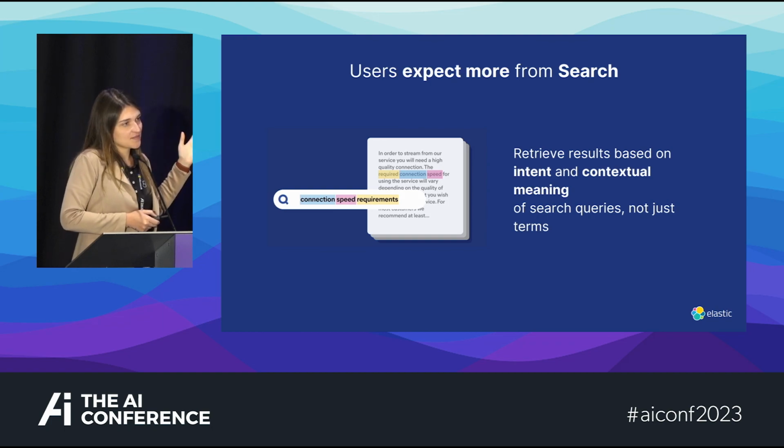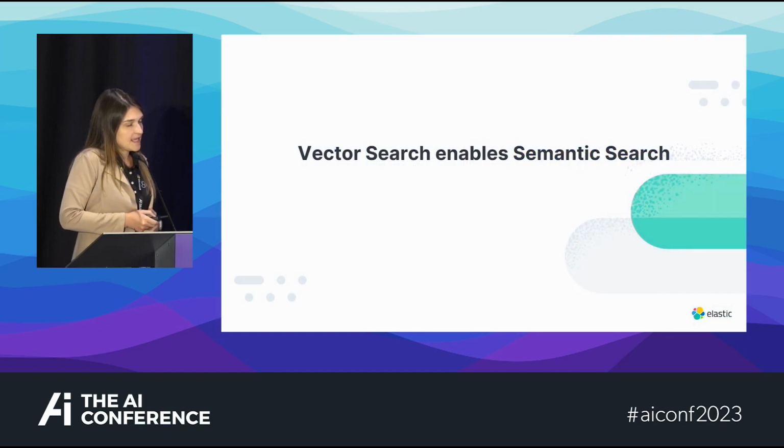Users expect more from search. We expect more from search. So we want to retrieve results based on intent, on context, on everything that comes with it, right? We want it to work. And then vector search enables semantic search.